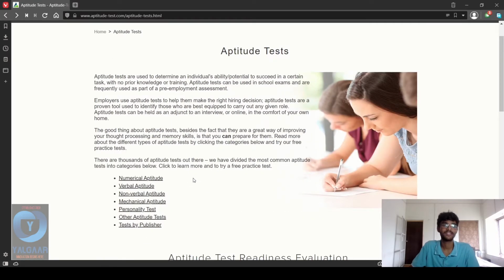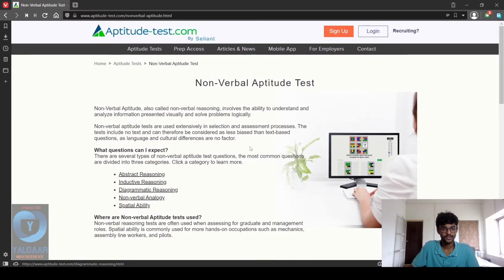Next one is non-verbal. So this is the typical mirror image and all of that. The intelligence tests that we used to have in scholarship and stuff like that. This is very similar to that. So abstract reasoning, inductive reasoning, diagrammatic. So we have the Venn diagrams. We have the patterns where it's like a triangle and they have separate numbers on the triangles and circles. And then in that circle, the numbers are placed. And then those numbers, you have to find out one missing number from the following. Non-verbal analogy is where, as I said, A is to B, B is to C. That also comes as a part of this.